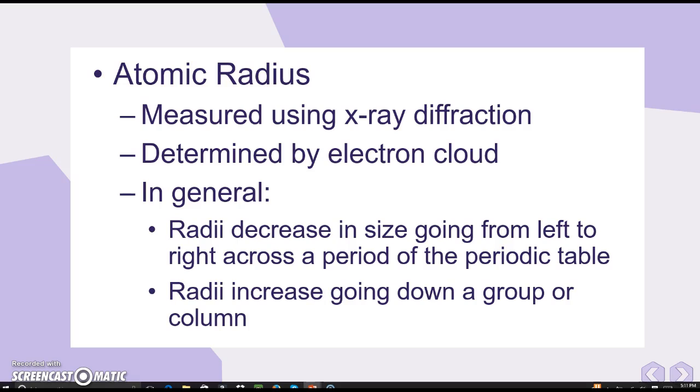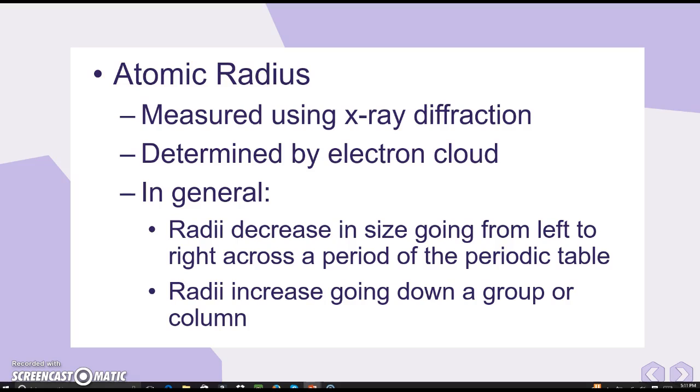Now, if we put those two trends together, we get an overall trend, and basically that overall trend is top right of the periodic table. So up there, if you're looking at helium, fluorine, that area on the periodic table, chlorine, that area, those are your smallest atoms. And then moving down all the way towards francium and cesium, down in that area at the bottom left of the periodic table, those would be your largest atoms. So that would be the general trend.